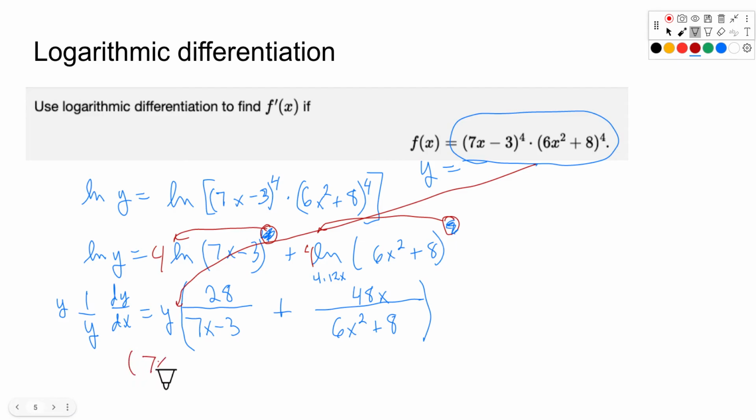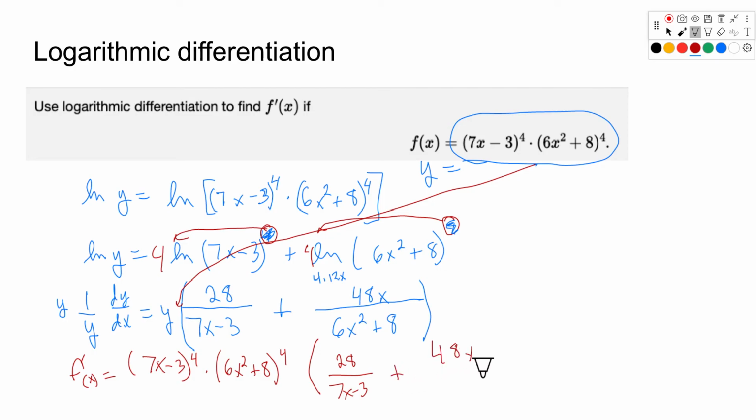7x minus 3 to the fourth. So the derivative of f times 6x squared plus 8 to the fourth. So that's y. And then it's times the stuff we took the derivative of, all this stuff here in the parentheses. 28 over 7x minus 3 plus 48x over 6x squared plus 8.